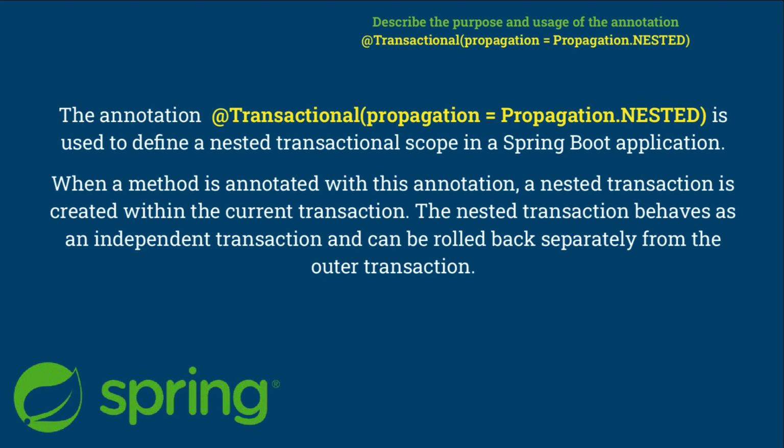When a method is annotated with this annotation, a nested transaction is created within the current transaction. The nested transaction behaves as an independent transaction and can be rolled back separately from the outer transaction. If the nested transaction fails, only the changes made within the nested transaction are rolled back, while the outer transaction remains unaffected.